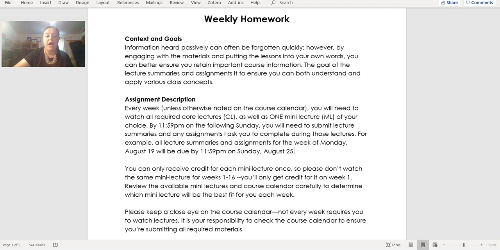So by 11:59 p.m. on the following Sunday, you will need to submit the lecture summaries and any assignments I ask you to complete during those lectures. So as you go through and watch the lectures, I'll let you know right out from the beginning what we're going to be doing, what assignment, if any, is due, and what you'll need to complete that assignment. So for example, all lecture summaries and assignments for the week of Monday, August 19th, so week 1, will be due by 11:59 p.m. on Sunday, August 25th, and we will follow that structure throughout the semester.